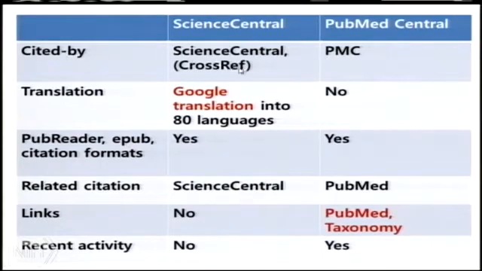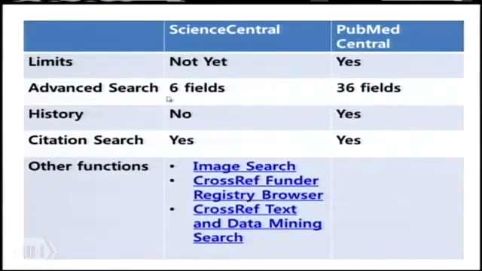There is a cited by function according to CrossRef, and translation is possible with Google Translation. PubReader, EPUB, citation format is included, and there is also related citation. However, there is no link, and there are no listed activity functions. There is no limit function, and advanced search is possible with 6 fields, and PMC 36 fields. There is no history, and citation search is possible. There are other functions such as image search, CrossRef registry browser, CrossRef text and data mining.